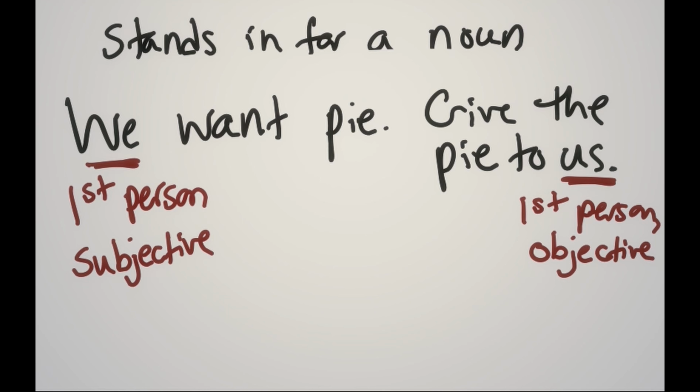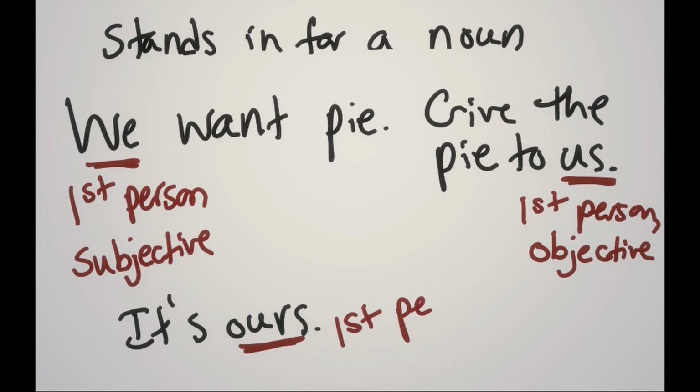Alright? Now, the poor person with the pie might say, why? And you might say, it's ours. Okay, maybe we were the ones who made it. First person, but it belongs to us. Possessive. Alright?